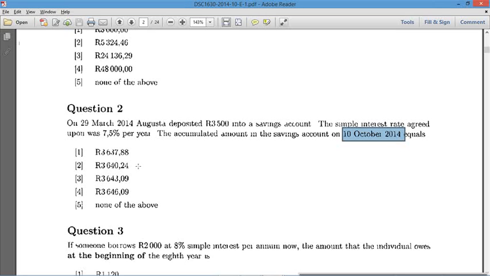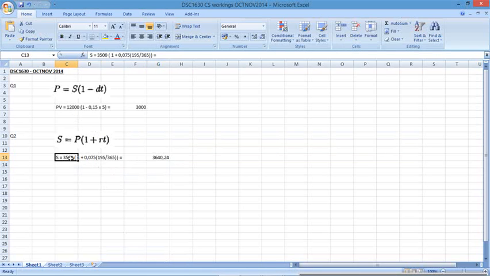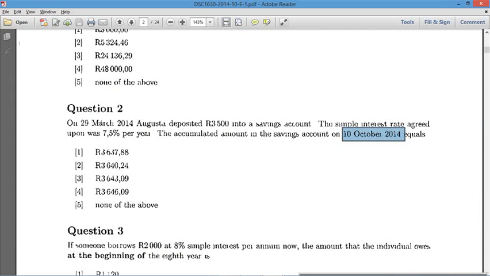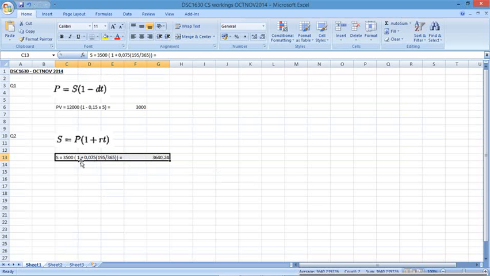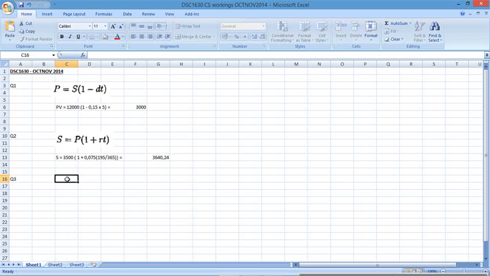Option number 2. So just be careful. Don't make silly mistakes like I've done there. I've substituted the wrong amount in. Clearly question 2 says 3,500 is deposited. So please make sure you're using the correct figures.